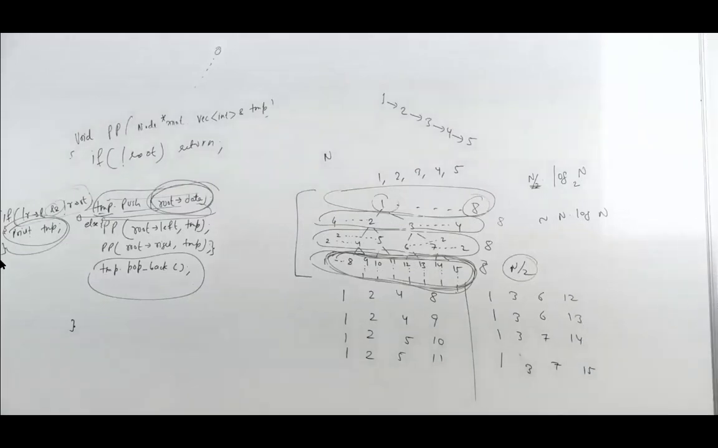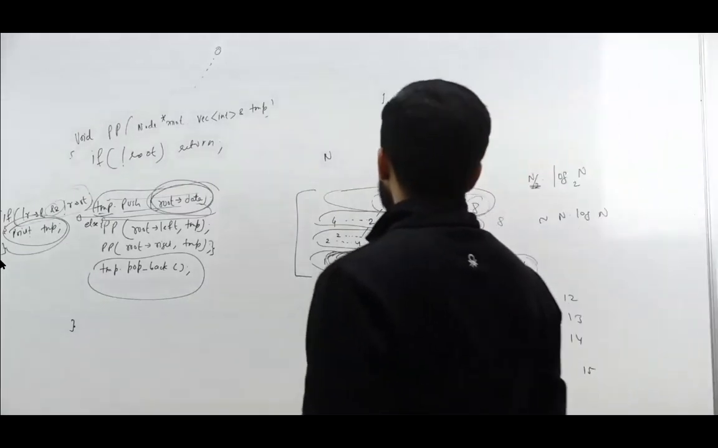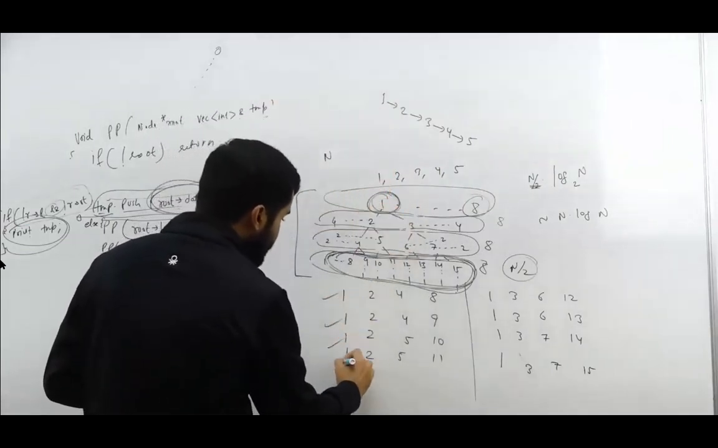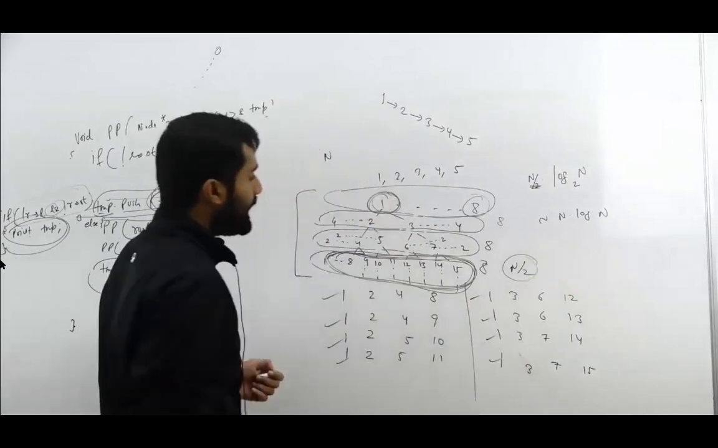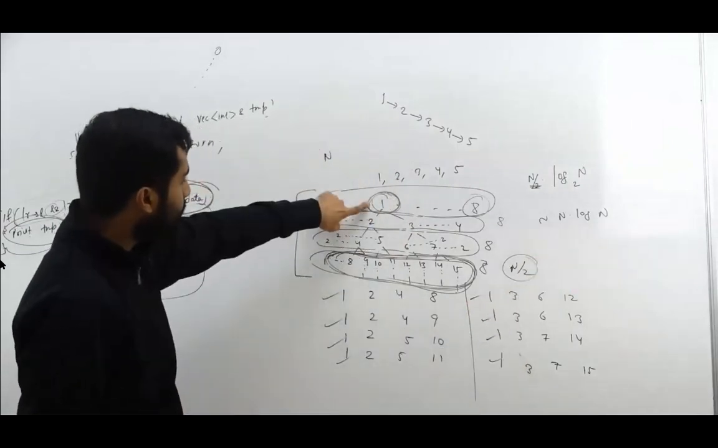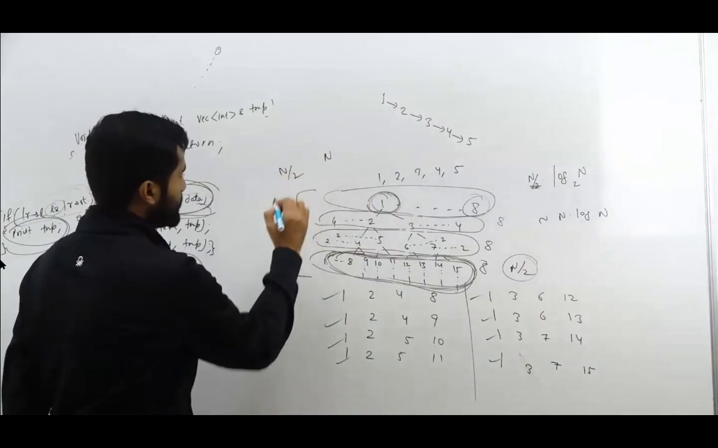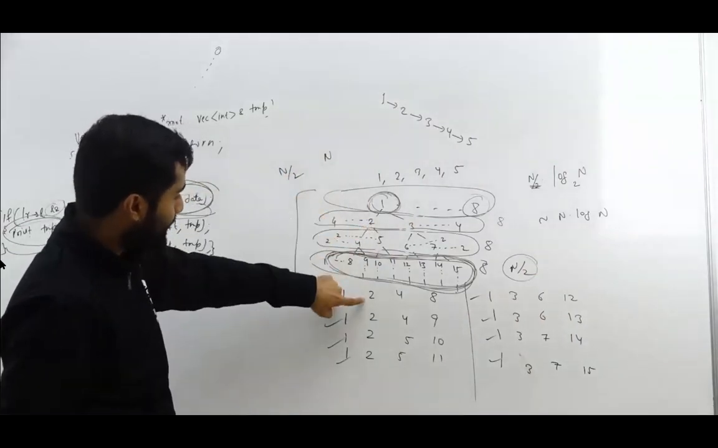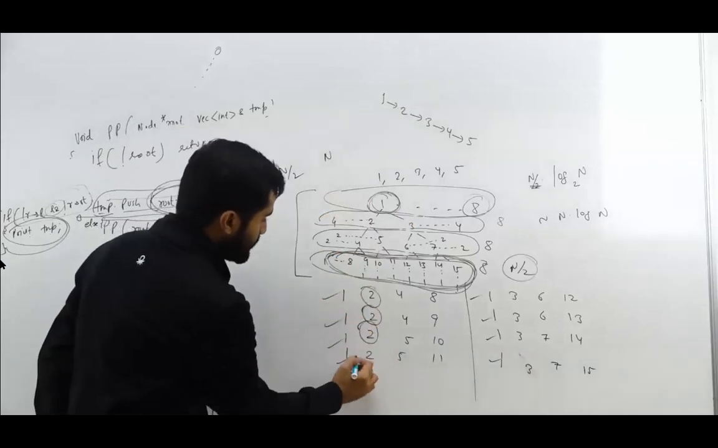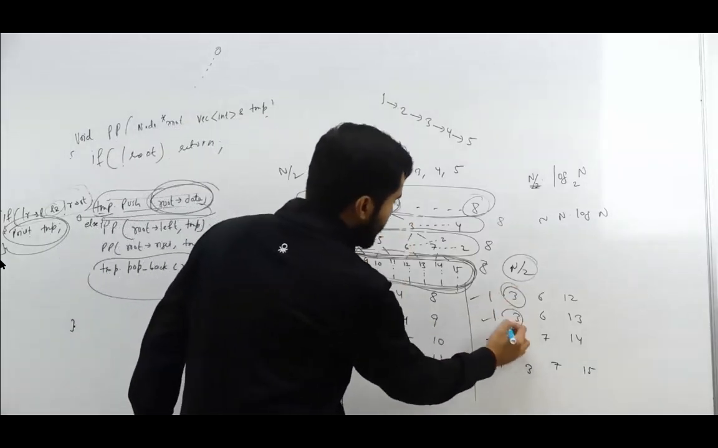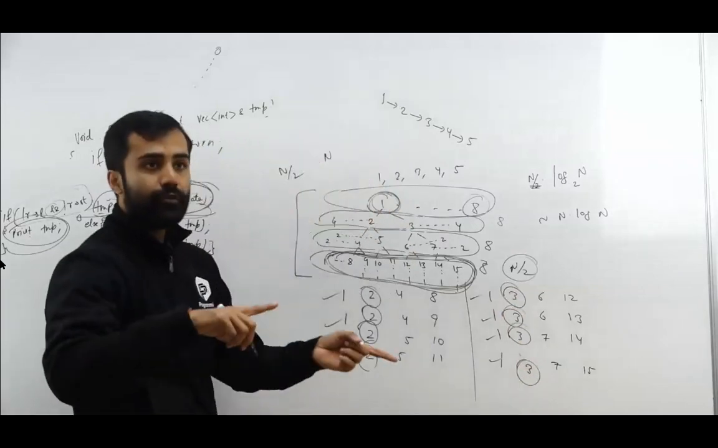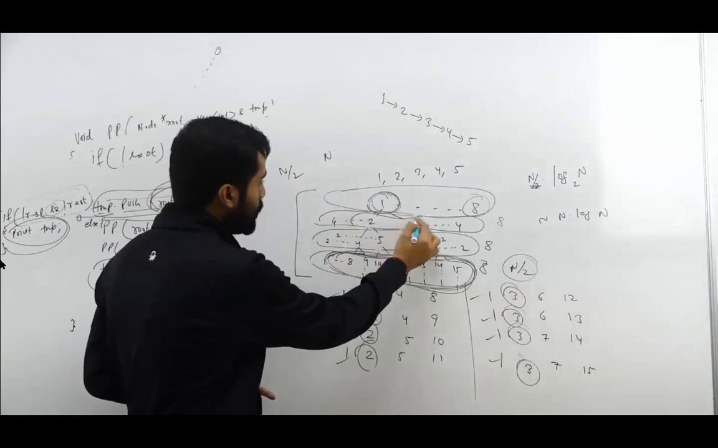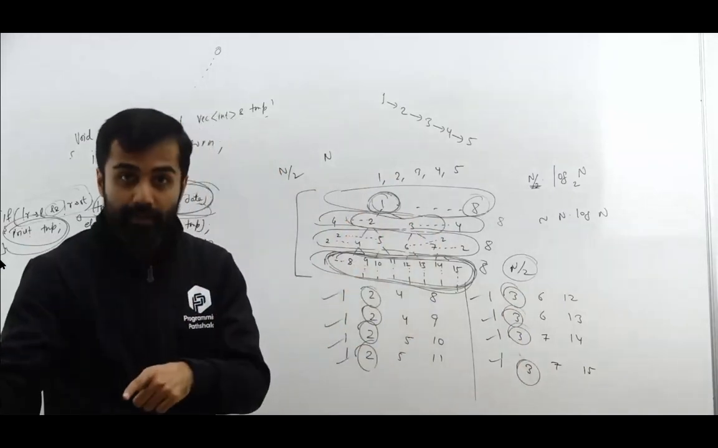Now, when you look at these n by 2 root to leaf paths, I can say 1, which is your root, will be present in all the n by 2 paths. So it means this will be printed n by 2 times. When you look at this 2, it will be printed n by 4 times. This 3 will be printed n by 4 times. And what is n by 4 plus n by 4? It is again n by 2.